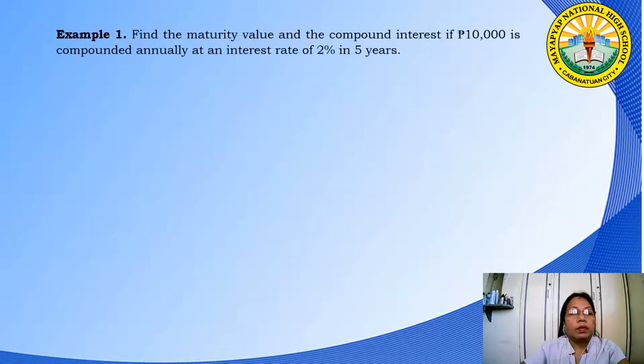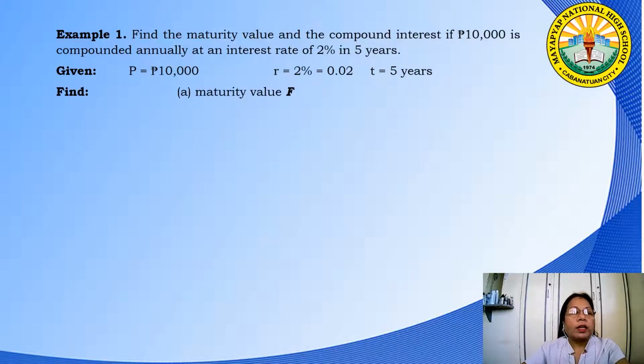Example 1. Find the maturity value and the compound interest if 10,000 pesos is compounded annually at an interest rate of 2% in 5 years. So given P is 10,000 pesos, R is 2% or 0.02, and the term or time is 5 years. So you are asked to find A, the maturity value F, and B, the compound interest or I sub C.